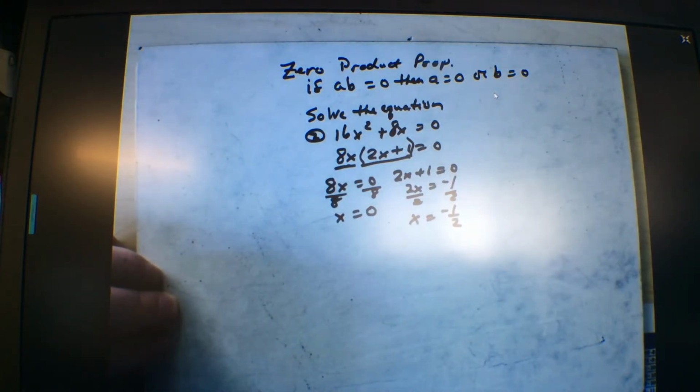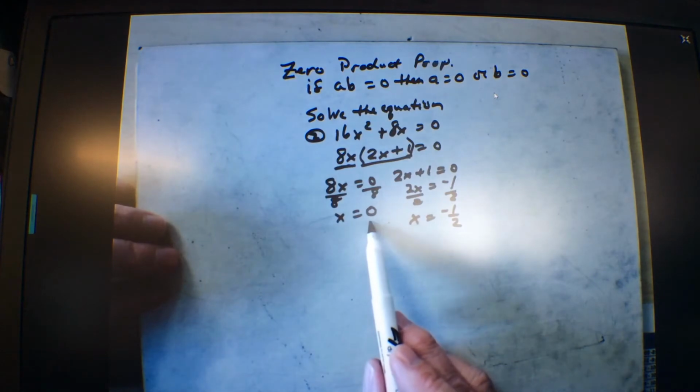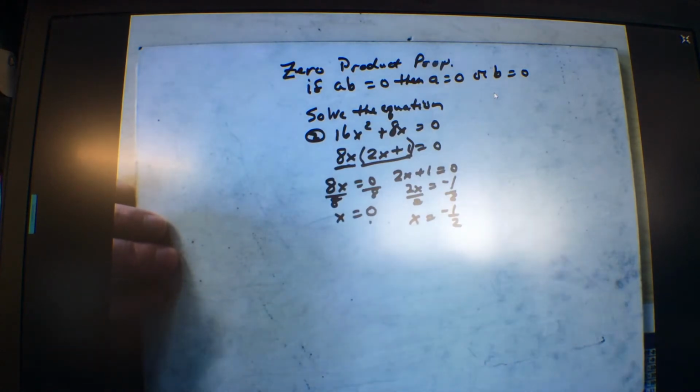So, folks, my answer is that this parabola, if it was a parabola, would touch at 0 and negative 1/2. Those are the solutions or roots. Do you get that?